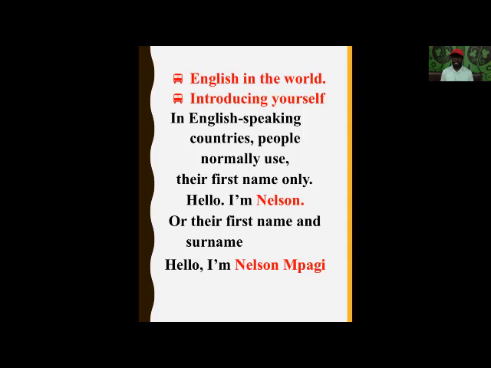For example, hello, I'm Nelson. English people don't usually use their surname. They use one name, their first name. Hello, I'm Nelson. Or their first name and surname. For example, hello, I'm Nelson Mpaji. They begin with the first name. Some use only one name.